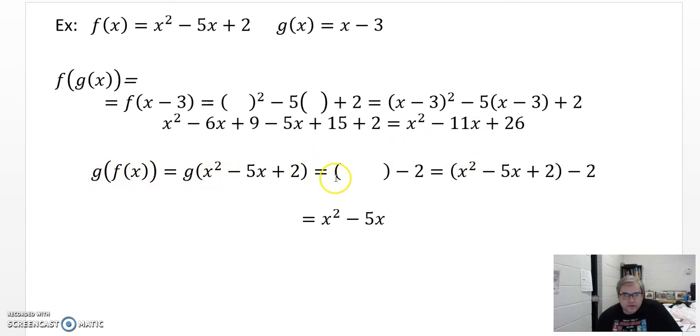g of f of x, much simpler. So go ahead and pause this, work through it. I'm doing the same steps I did before, except on this one I have two parentheses because I have x in two different places in that trinomial. So I have to substitute in the x minus 3 in two different spots.